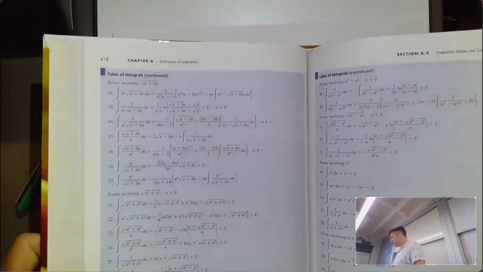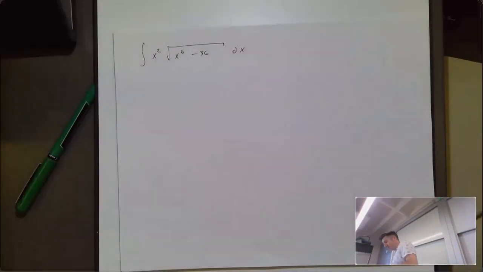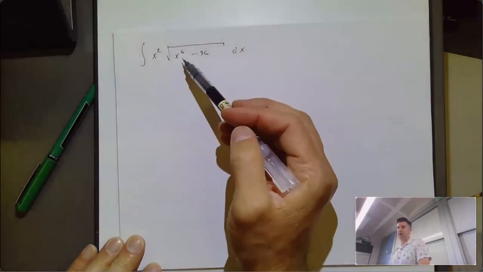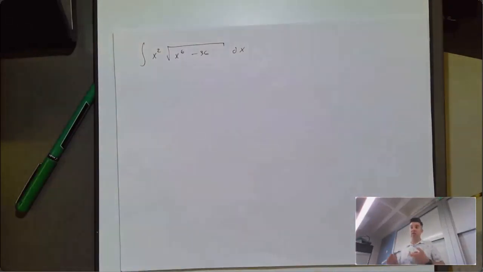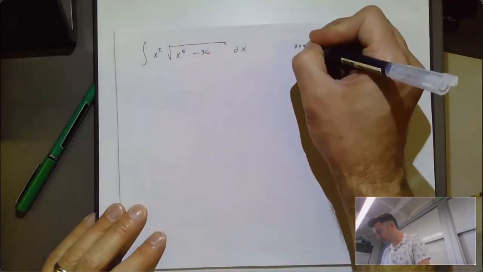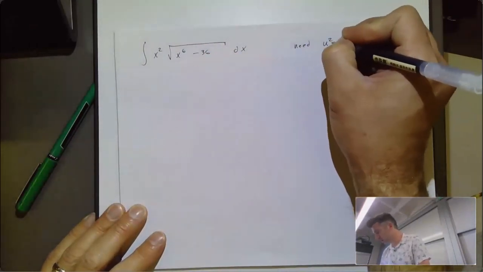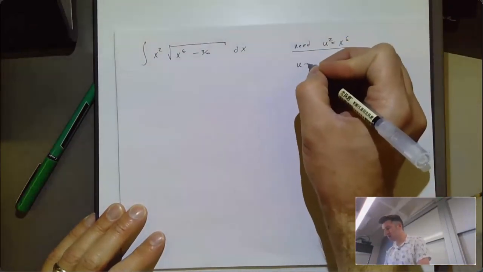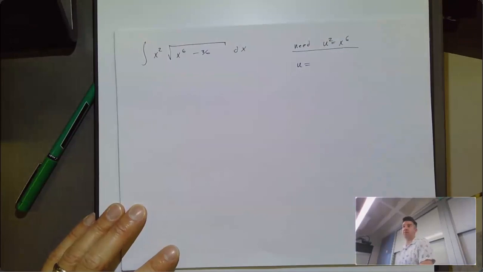So what that tells me is I need this to be a u squared. So that's hinting at a u substitution. If I need u squared to equal x to the 6th, then what's my u sub going to be? Or what's my choice for u have to be?